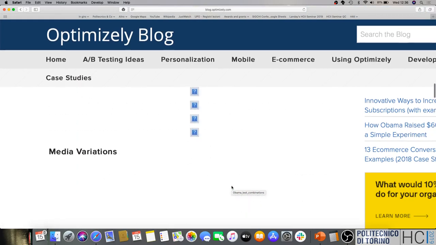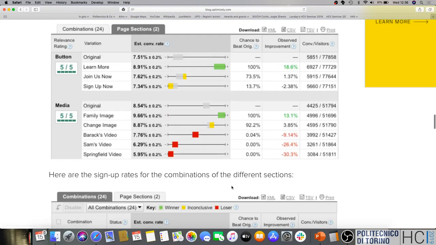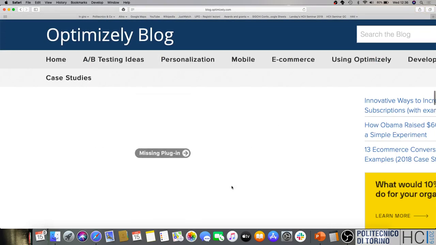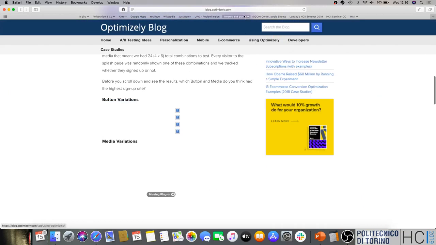So if you look for Obama campaign A-B testing, they did this in 2008, and they did something similar also in 2000. And since it worked, they did something like this also for the re-election in 2012. But this is just an example.